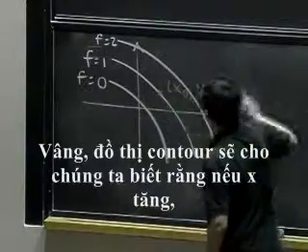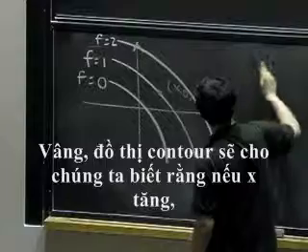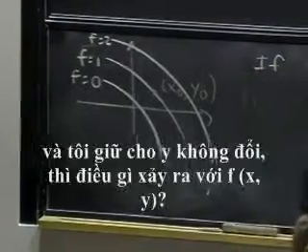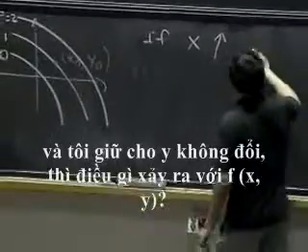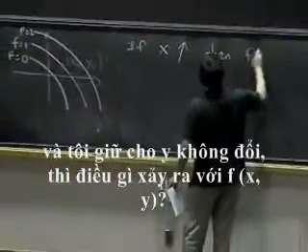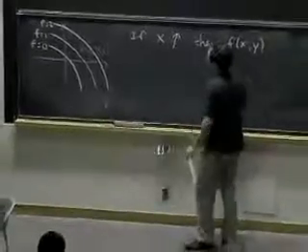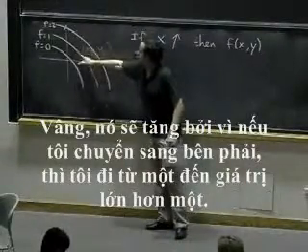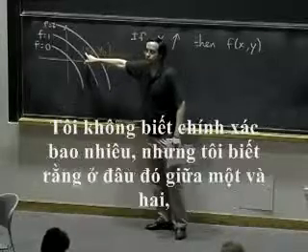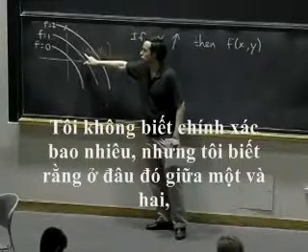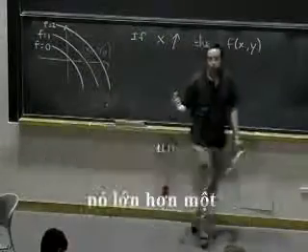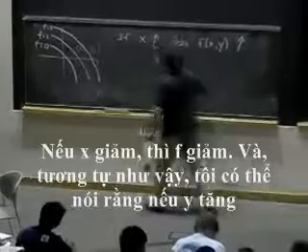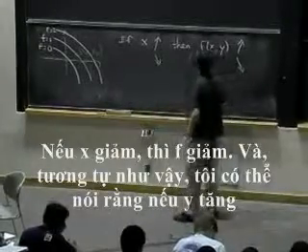Well, the contour plot tells me that if x increases and I keep y constant, then what happens to f of x, y? Well, it will increase, because if I move to the right, then I go from 1 to a value bigger than 1. I don't know exactly how much, but I know that it's somewhere between 1 and 2. It's more than 1. If x decreases, then f decreases.